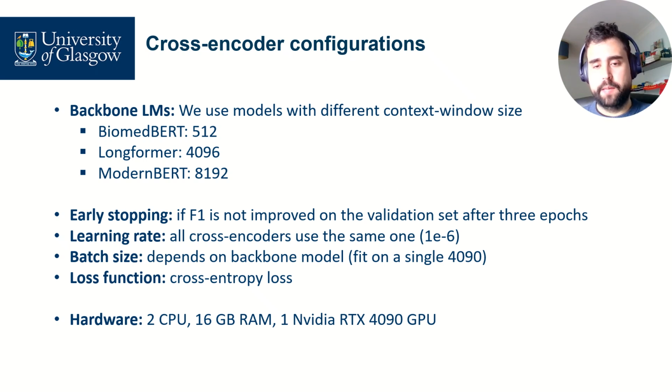Besides that, we use the same configuration for every transformer model. We use early stopping during training. We use the same learning rate, the same cross-entropy loss function, and the same hardware, with 2 CPUs, 16 GB of RAM, and one NVIDIA 4090 GPU. The only thing that we vary here is the batch size. We want to fit the model into a single 4090, so we modify the batch size as needed so we can fit the models properly.